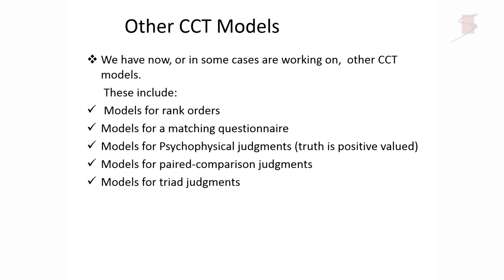We've got models, this is the second to last slide, models for rank orders, models for matching questions, first names and last names of philosophers. The only thing the Irvine people got was the car logos in the cars. They could get those. The first and last names of philosophers, they weren't good at that. Models for psychophysical judgments where truth is positive valued, models for pair comparison judgments, models for triad judgments.